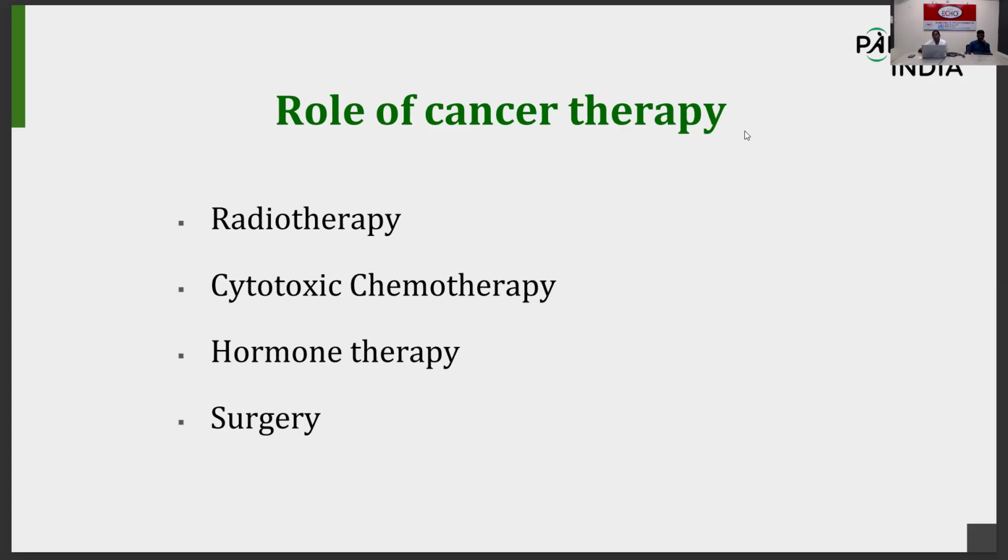And in cytotoxic chemotherapy, what they are doing is they will destroy the cancer cells. Cytotoxic drugs inhibit cell division. That is the importance of cytotoxic chemotherapy in managing fungating wound. Then hormone therapy can be used to treat certain kinds of cancers by stopping or slowing their growth. While giving hormone therapy, it will stop or slow down the cancer cell growth. That's why it helps.